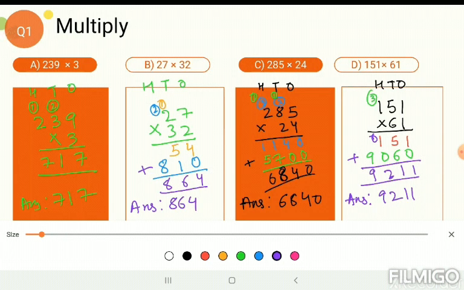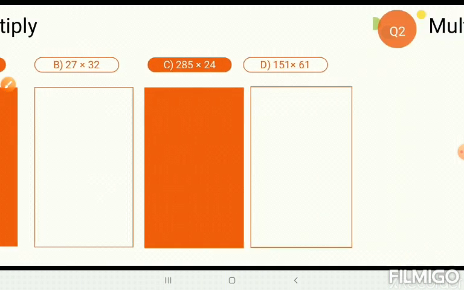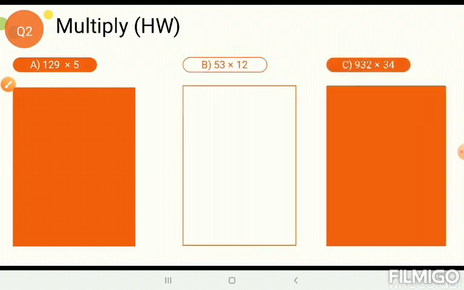So now I think multiplication is clear to you. So I am going to give you some questions. Here are some questions which you are going to do as your homework.